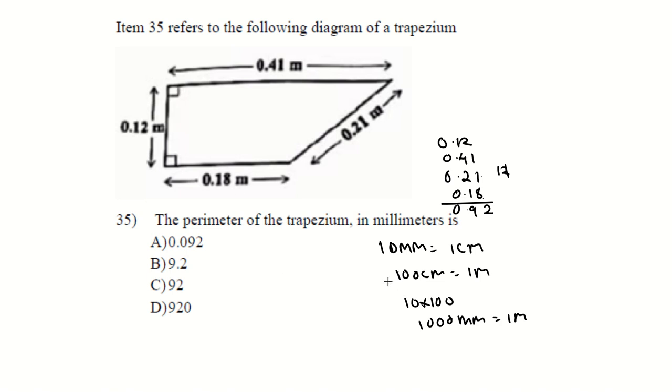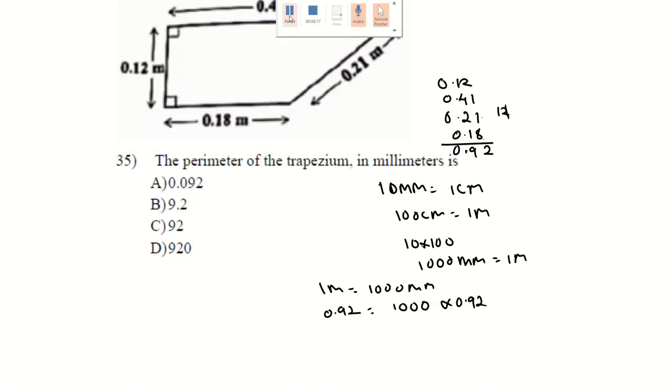Alright, so now if 1 meter is 1,000 millimeters, then 0.92 would be 1,000 multiplied by 0.92. Is it multiply? Yes, multiply. When you multiply by 1,000, you have to shift your decimal point 3 places.